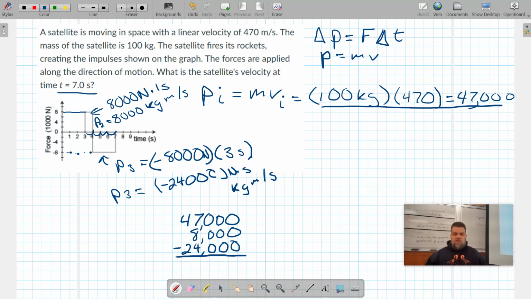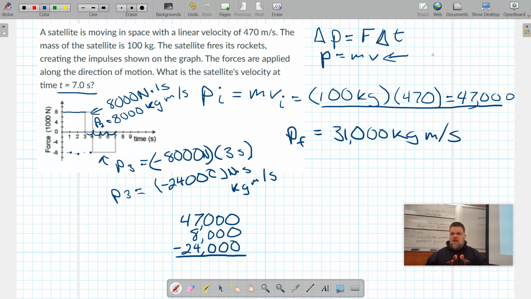I hope that's correct. So I got my little handy dandy calculator. I've got 47,000 minus 8,000. No, it's plus 8,000. Minus 24,000. So my final momentum, after all these changes, is equal to 31,000 kilogram meters per second.